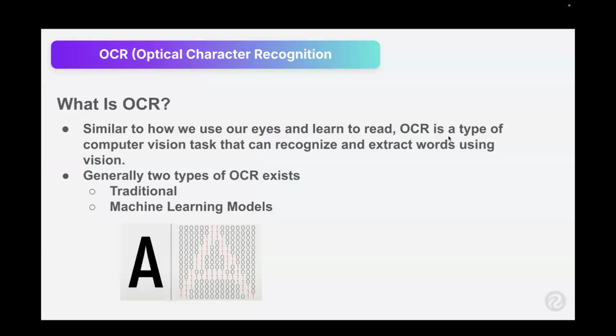So what is OCR? Similar to how we use our eyes and learn to read, OCR is a type of computer vision task that can recognize and extract words using vision. If you've seen license plate readers, or on the new iPhones, you can use a scan text feature to extract text out of your camera and just paste that in. That's all OCR.